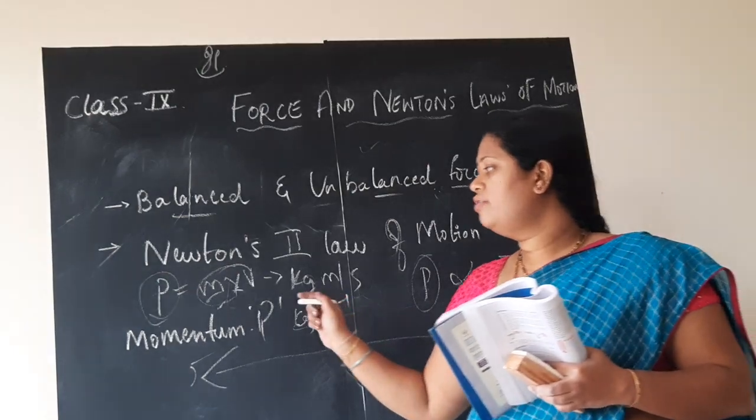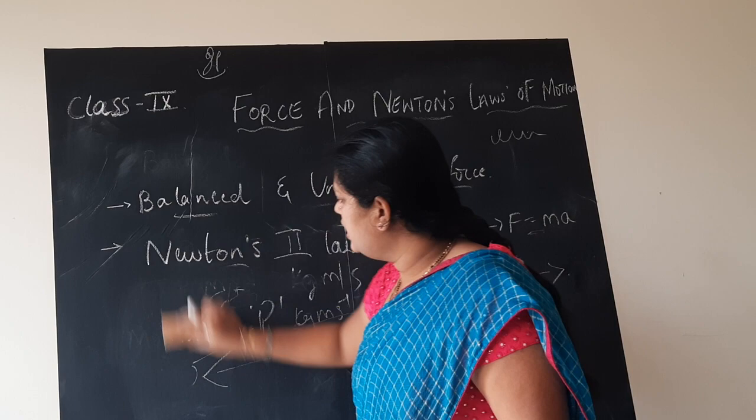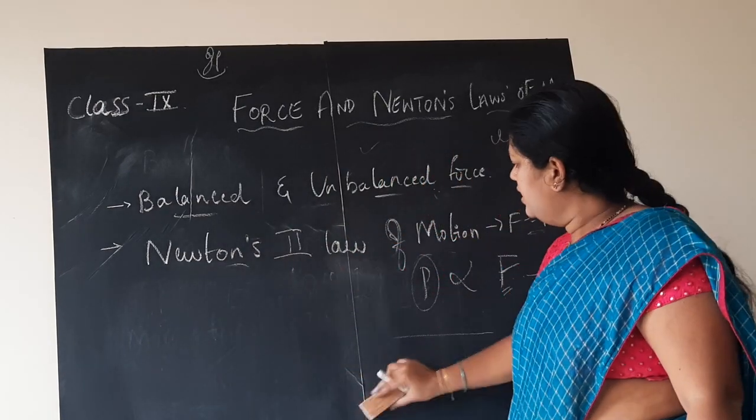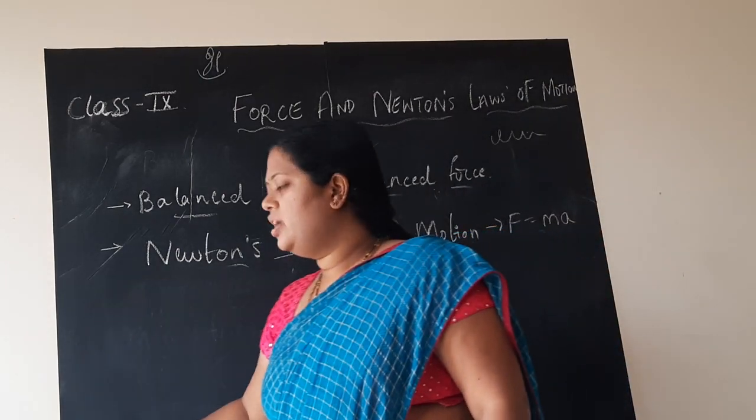With this background and the formula of momentum, children, let us now mathematically derive or arrive at Newton's second law of motion: F is equal to m into a.